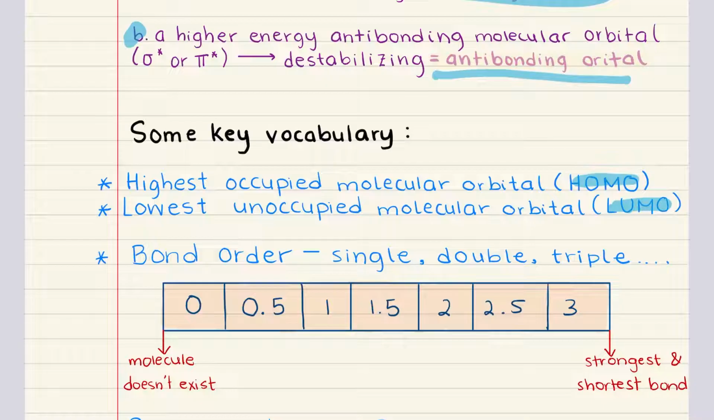The HOMO and LUMO are particularly important when we discuss chemical reactivity because they define where electrons can be gained or lost in a molecule. For now, just keep these terms in mind. They're going to make more sense when we start drawing molecular orbital diagrams.